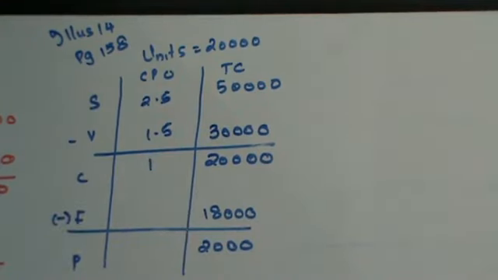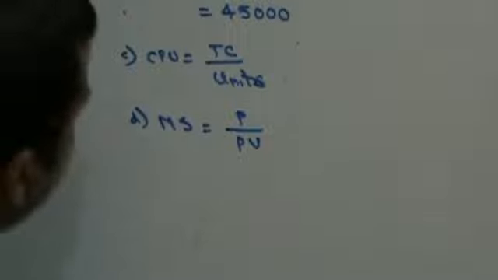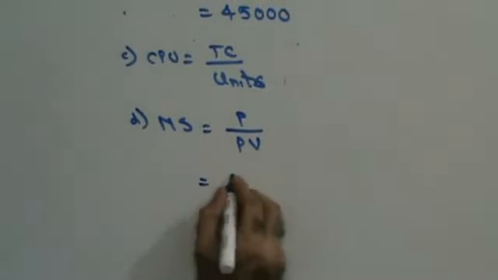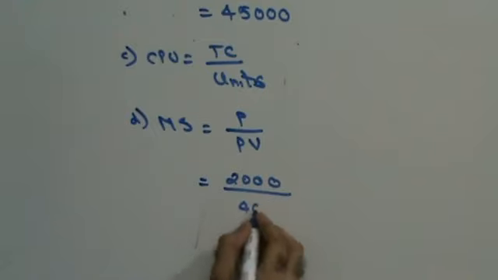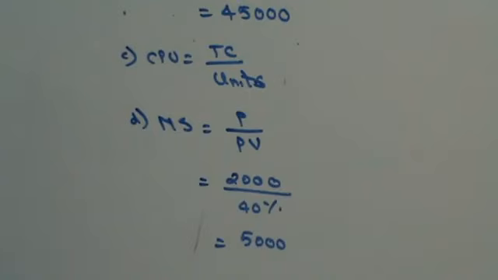They have asked you to find out contribution per unit. We found that out. They have asked you to find out MS. MS is P upon PV. P is 2,000 upon PV, 40%. So this is going to be 5,000. So MS is 5,000.